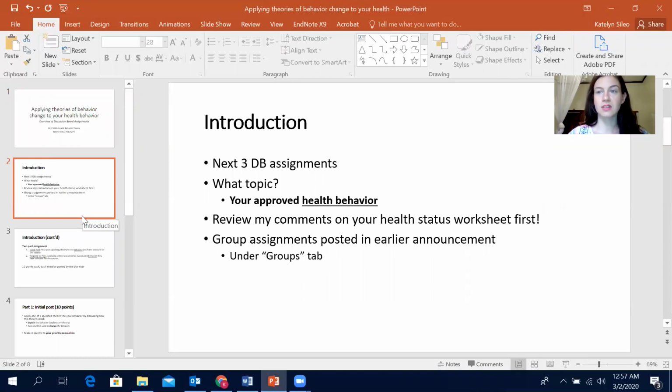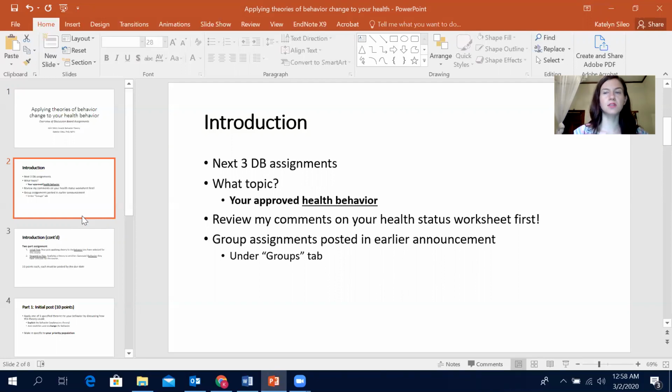All of this information is in your syllabus and it's within the Blackboard system as well. But basically your next three discussion board assignments are going to be following this format. You're basically taking one of the health behavior theories that we learned and applying it to your health behavior. So this should be your approved health behavior.